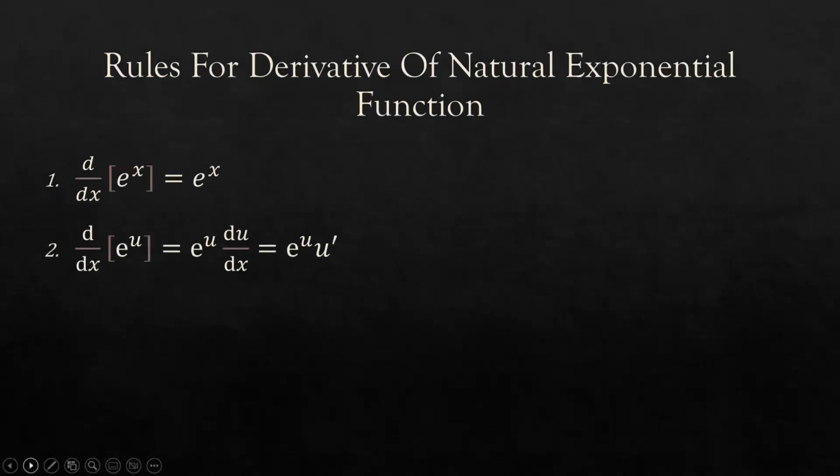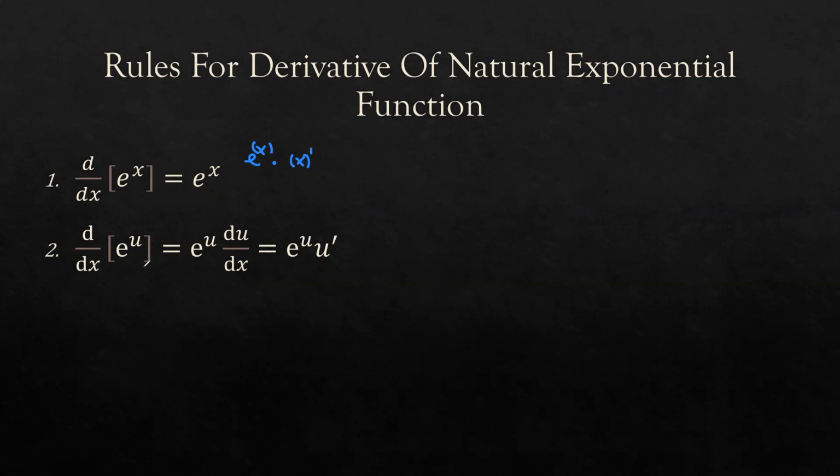So let's go over the rules for natural exponential functions. Rule 1: the derivative of e raised to the x is e to the x. It's actually e to the x times the derivative of the power. The derivative of x is 1. So really that's why if it's e to the x, it's just e to the x.